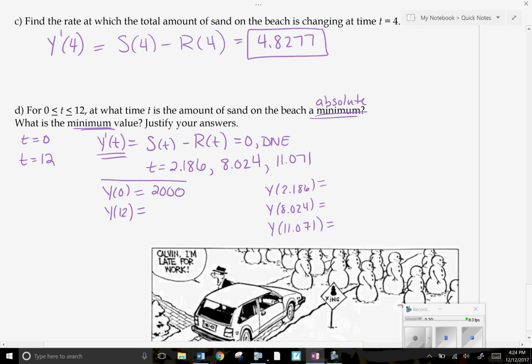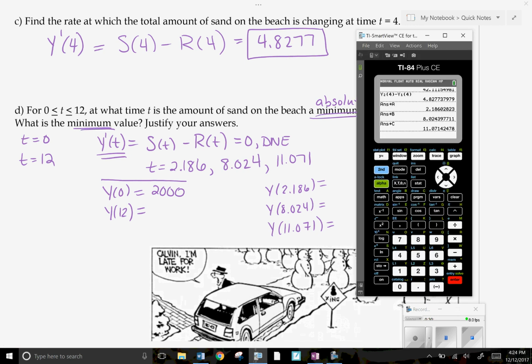Y of 12, so I'm going to go into my calculator. I promise I'm going to do this as fast as I can. It is going to be 2,000 plus the integral from 0 to 12 of y2 minus y1 dx. Okay? And I'm going to get a number. Come on, you can do it. Seriously. Come on. 2010.113.